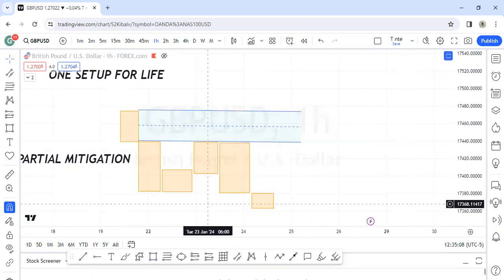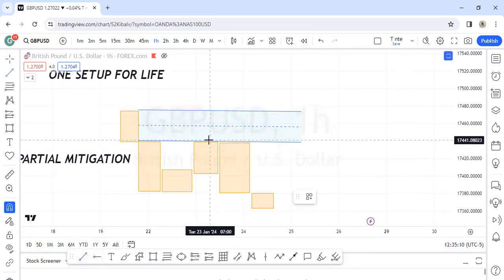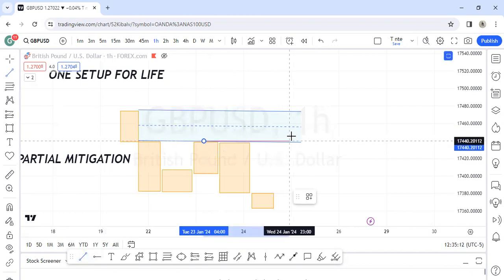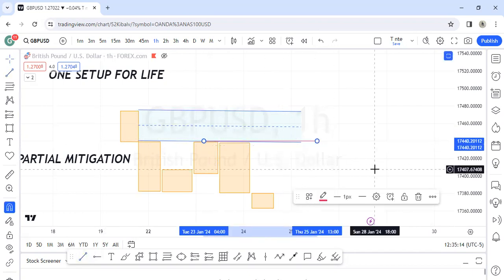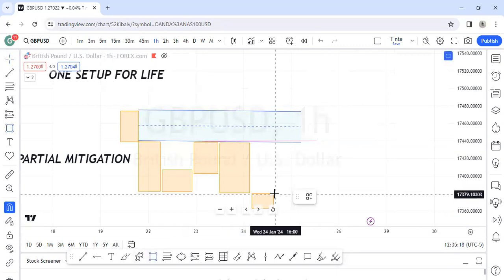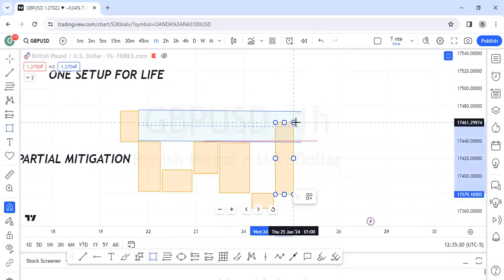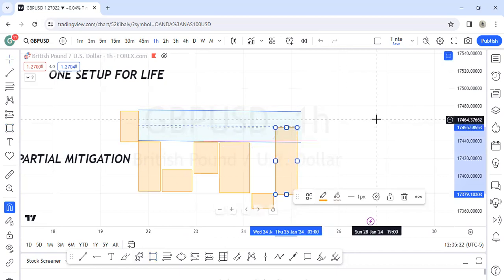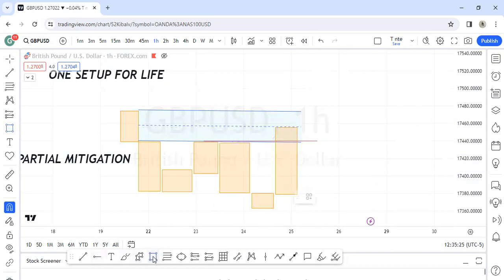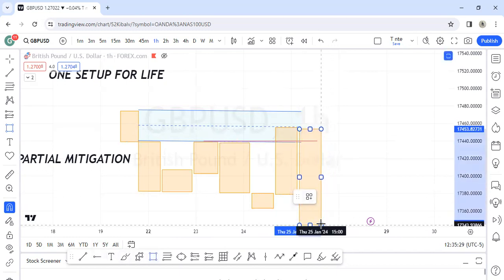What the market has done here is that it has created what we call internal liquidity, right? It has created liquidity here. And then the market comes back again to that same order block and taps it deep, like it goes deep this time around before dropping. What the market has done here is what we call full mitigation, right?